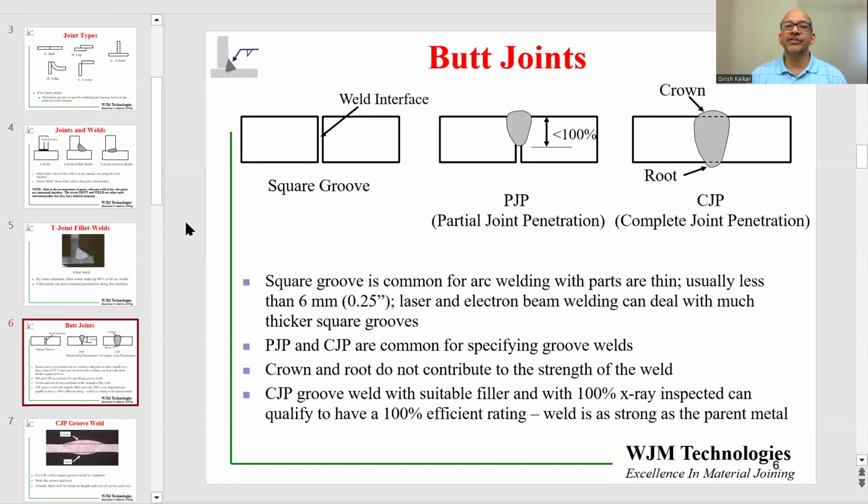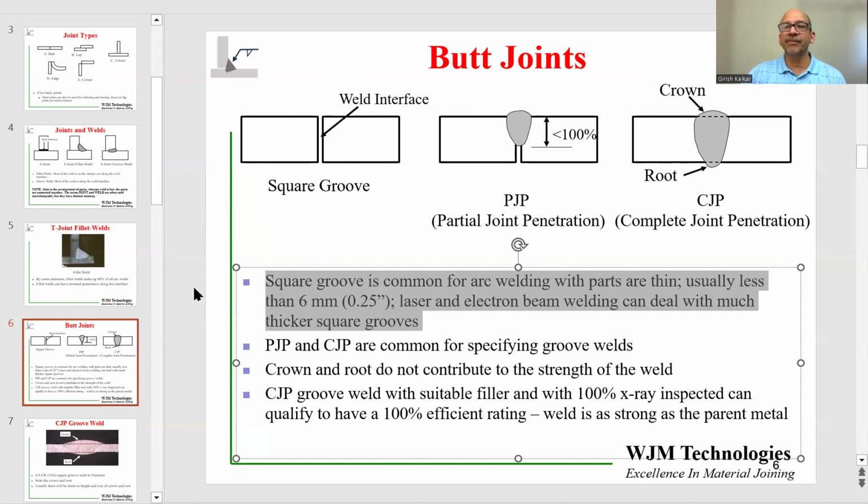The other type of joint which is quite common is butt welding. Butt welding, as the name implies, the 2 parts are coming together and butting against each other. On the left, I'm showing a schematic of a square groove butt joint, where it's a square groove. By definition, that means that the edges are straight. So the parts are coming together as a straight edge. And the weld interface is from the top to the bottom over here.